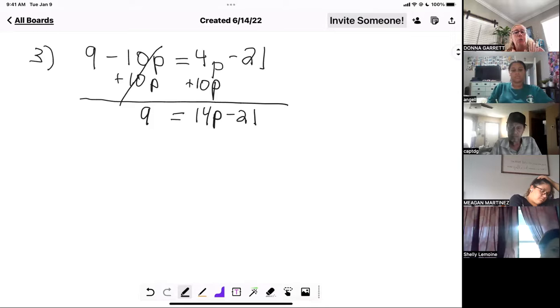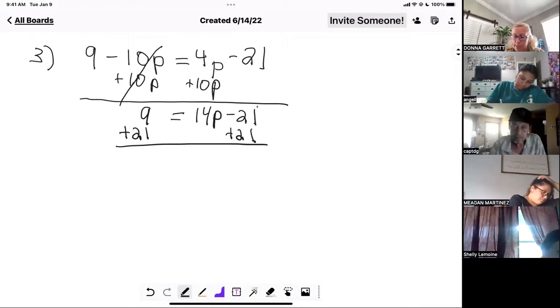Then once I decide to put p on the right side, I need all my numbers on the left side. So it's almost like a division. So p goes on one side and everything else goes to the other side. Since p is over here, my number has to be on the left. So I'm going to add 21. That way I'm separating my number from my p.